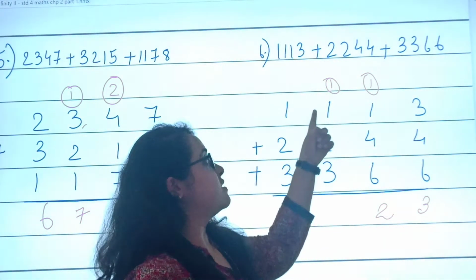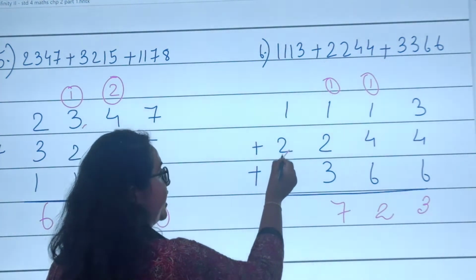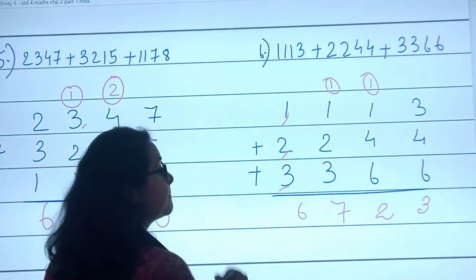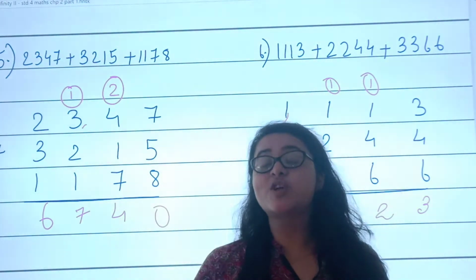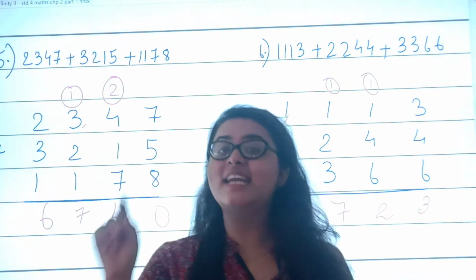3, 4, 5, 6, 7. 3, 4, 5, 6. Okay. I hope we have solved the first exercise together and we had great fun. So let's start with the second exercise.